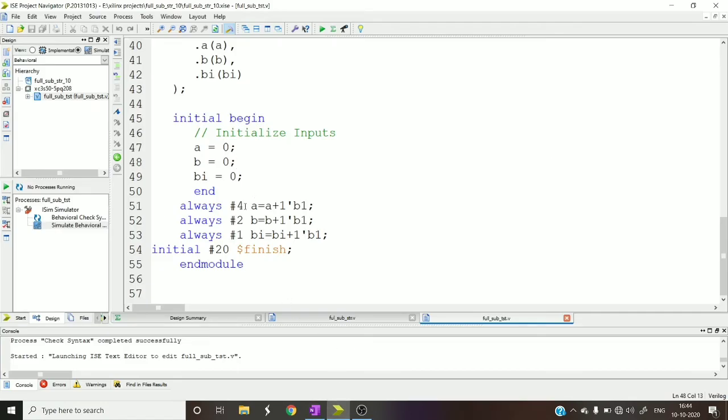Now after 4 time steps, the MSB bit should change. It should get incremented by 1. So if it is 0, then it will become 1, and if it is 1, then 1 plus 1 will result in 0, right? So it will become 0.